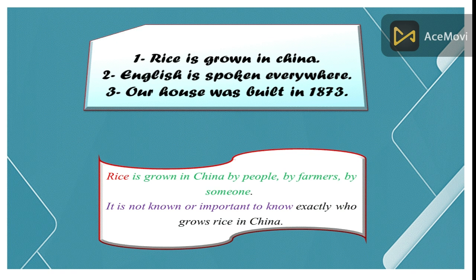Number 3, our house was built in 1873. Do you know the builder of the house at this time? Of course not. So it's not important because you don't know the doer of the action. So here you don't need to end your passive with a by phrase.